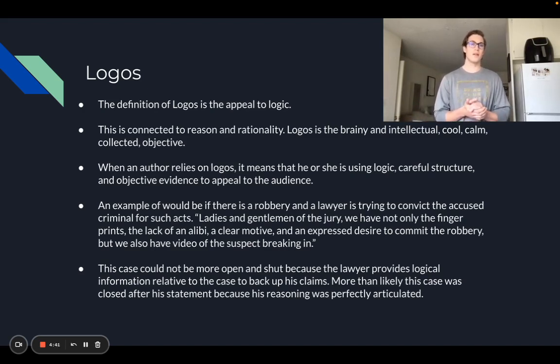An example would be if there is a robbery and a lawyer is trying to convict the accused criminal for such acts. Quote, "Ladies and gentlemen of the jury, we have not only the fingerprints, the lack of an alibi, a clear motive, and an expressed desire to commit the robbery, but we also have video of the suspect breaking in." End quote. This case could not be more open and shut because the lawyer provides logical information relative to the case to back up his claims. More than likely, this case was closed after his statement because his reasoning was perfect.